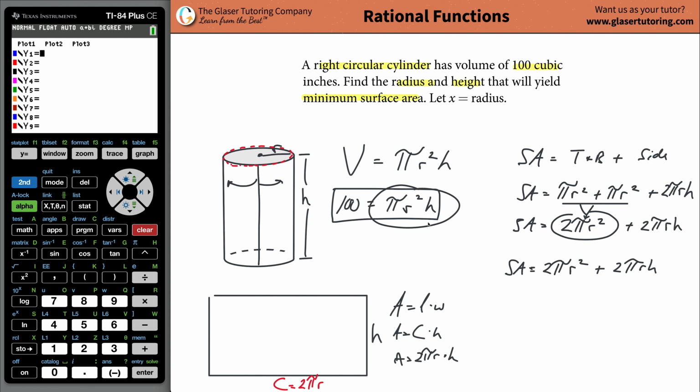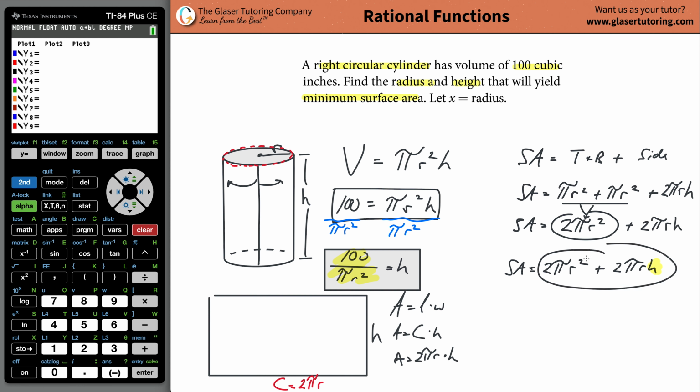The reason why I'm going to solve this for h is that we would divide out pi r squared from both sides. And what's going to result is 100 over pi r squared is equal to the height. The reason why I chose to solve for the height is because I can now plug this in for the height there. And the benefit of that is that I'm only going to have one unknown on this side of my equation. That's why I'm doing that substitution. Now you could have solved this for r instead, but then you're left with a square root, and you have to plug it into both places. It just becomes a little more complicated, but you could do it.